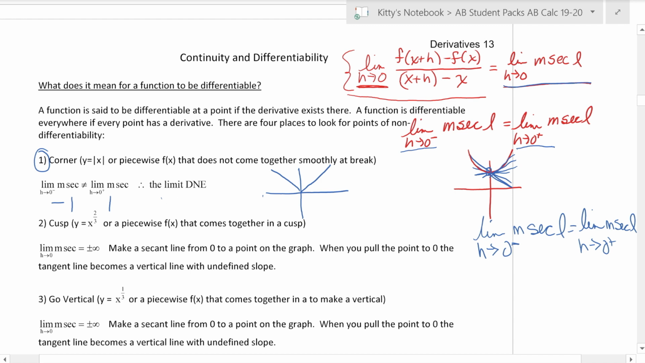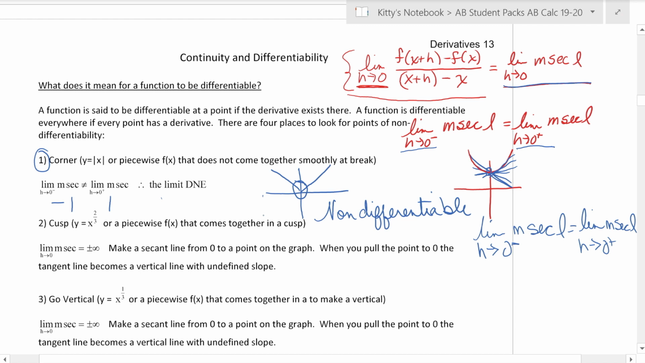So at a corner, the function at that point is called non-differentiable, but only at that point where the corner is. All the other points are fine because it's smooth everywhere else.